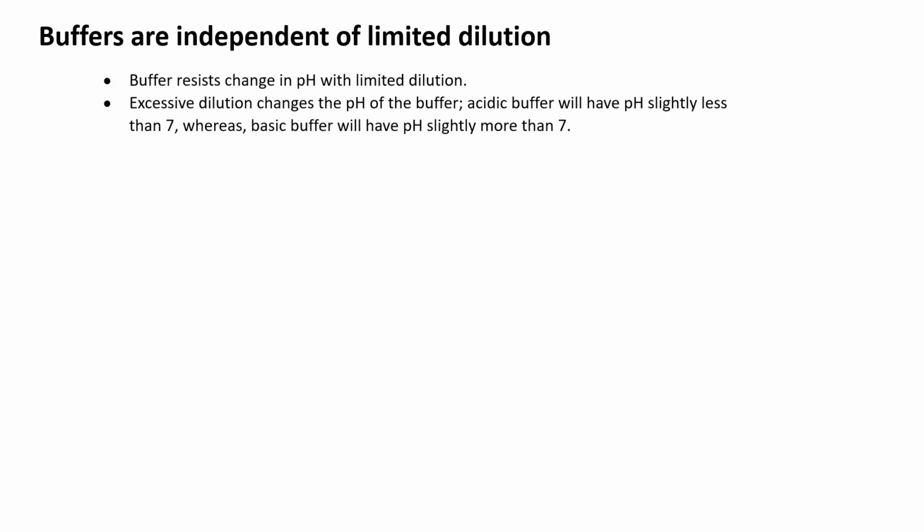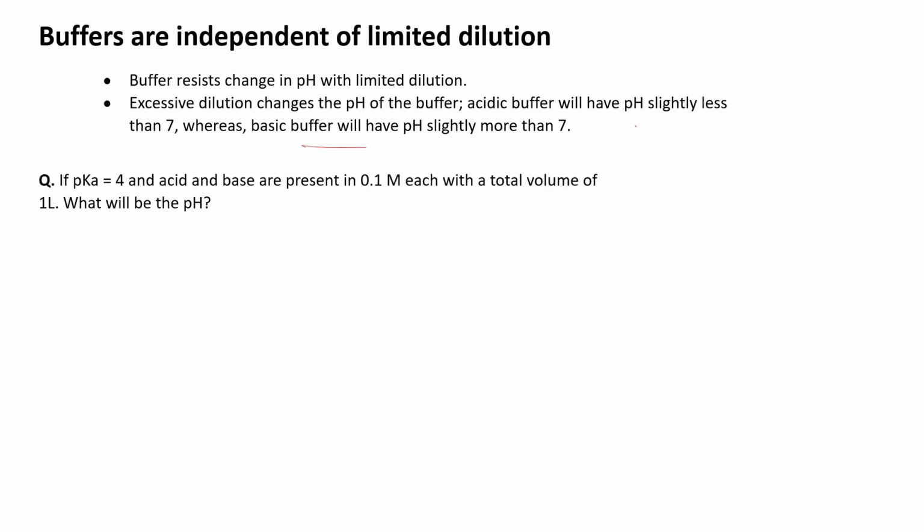Now buffers are independent of limited dilution. That means if you dilute the buffer, the pH won't change up to a particular limit. But if you dilute it a lot, then it will affect the pH of the buffer. So a buffer can resist change in pH with limited dilution. If we do excessive dilution, then acidic buffer will have pH slightly less than 7. Basic buffer will have pH slightly more than 7.